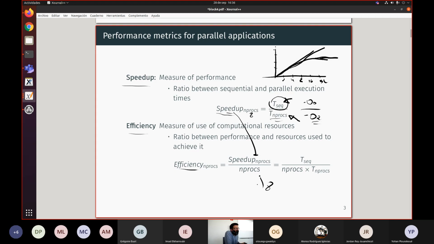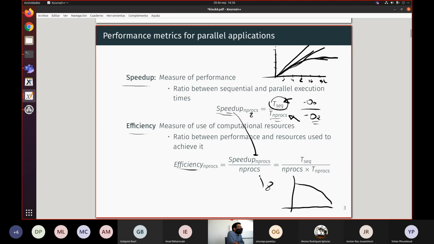In some cases we can get efficiency higher than 1 if we are getting speed ups better than the linear case. But the usual case is that our efficiency is like this. We want something similar to 1, and usually we get something like this, and our efficiency is usually decreasing when we're using more and more processors, cores.